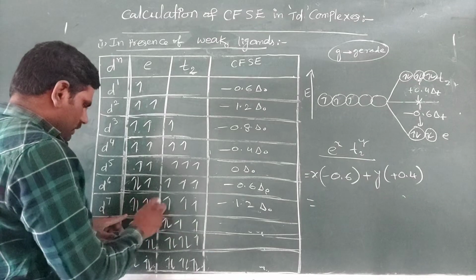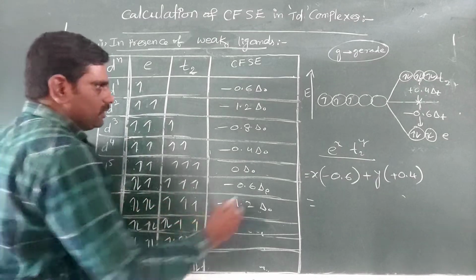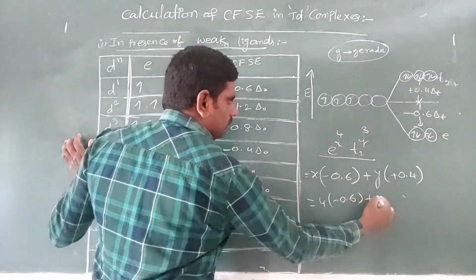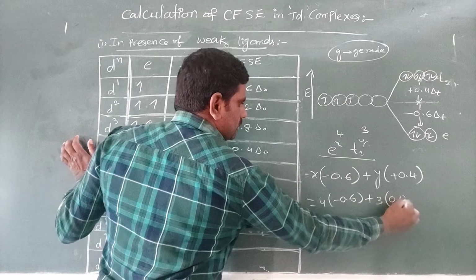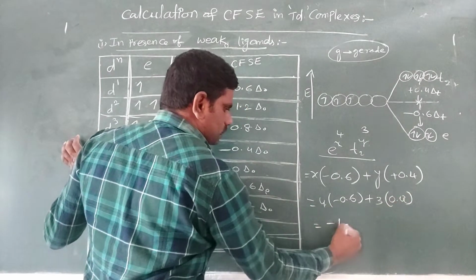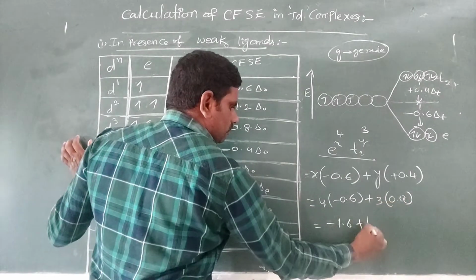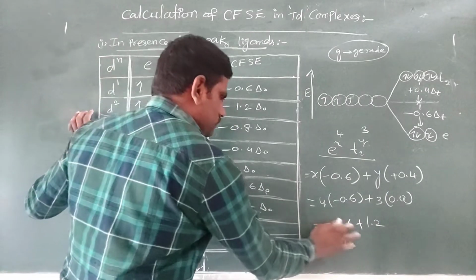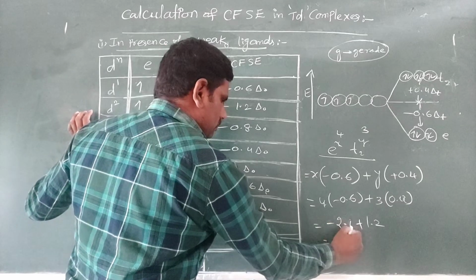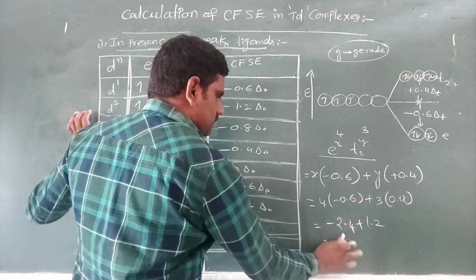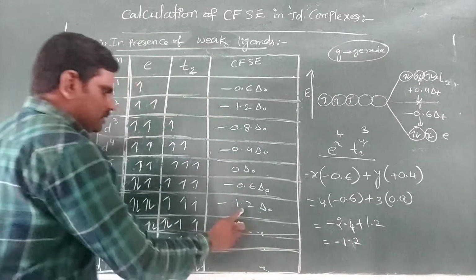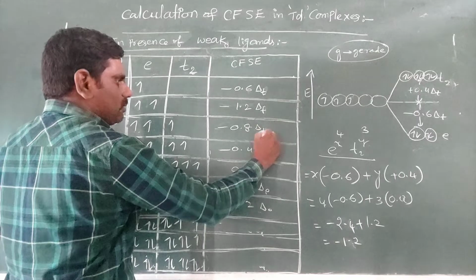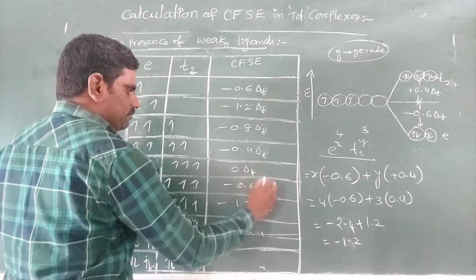So for D7, E4, T2 3. That means 4 into minus 0.6 plus 3 into 0.4. Minus 2.4 plus 1.2. Minus 1.2, so minus 1.2 delta T, I'm sorry, delta T. In a tetrahedral complex, we write delta T.